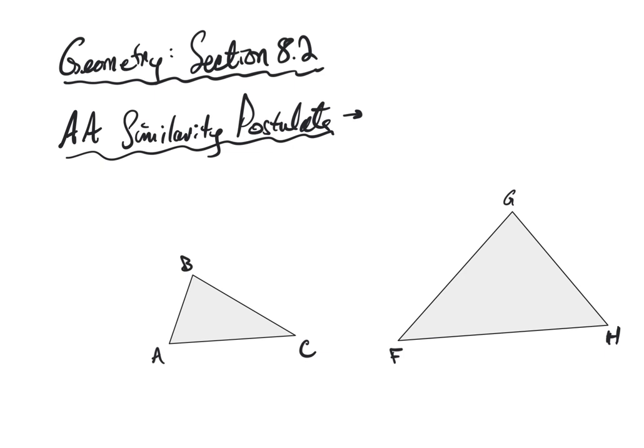Now please remember, similar means equal angles and proportional sides. Okay? So we're going to look at a variety of ways in which we can prove that triangles are similar to each other.